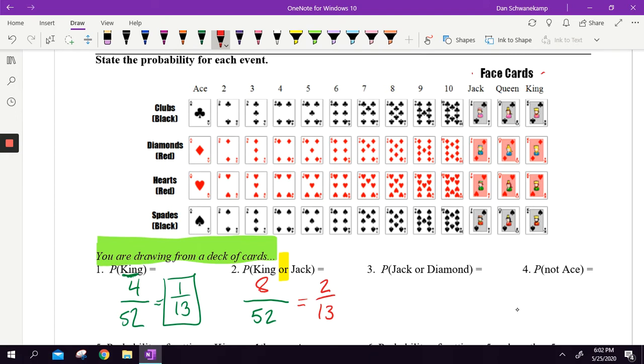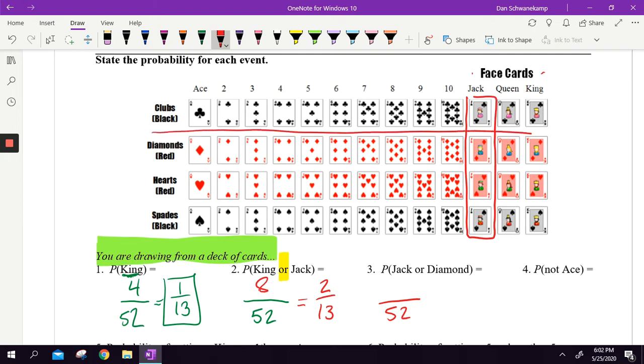Probability of a jack or diamond. This is where it gets a little bit different. Jack or diamond. All right, so we still have 52 cards to choose from. We're picking one. Here are the jacks. There are 4 of them. And the diamonds. These are the diamonds. There are 13 of them. And so a lot of students will say 4 plus 13. And so there are 17 possibilities. It is not 17. Well, why not?